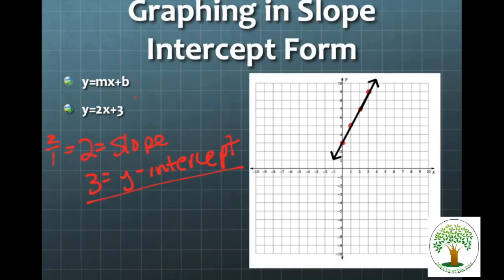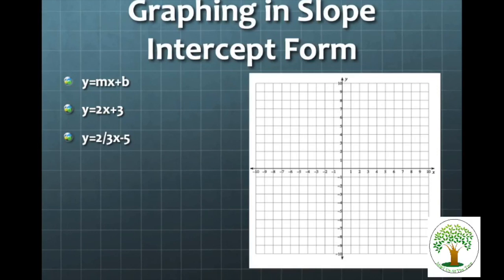Let's do another one. This time we're going to have a fraction. Sometimes people freak out with fractions. Our slope is our fraction, which really isn't too bad. Let's start with the begin. The y-intercept is where we begin. We're going to start down here at -5 on the y-axis.